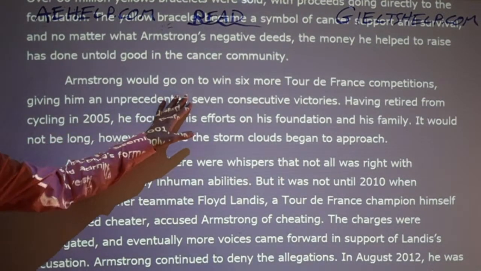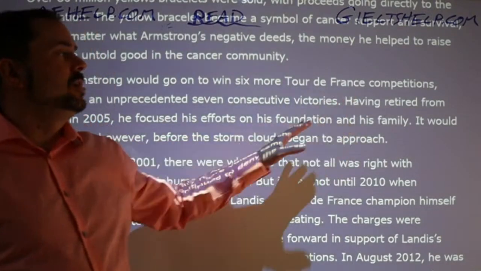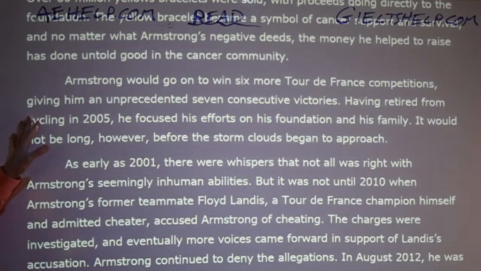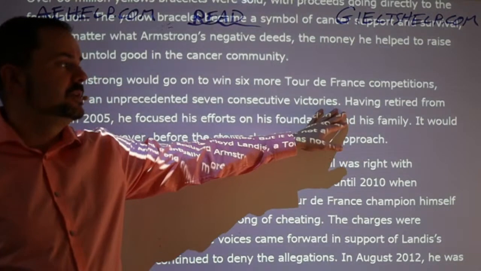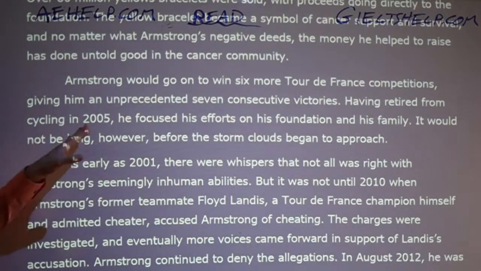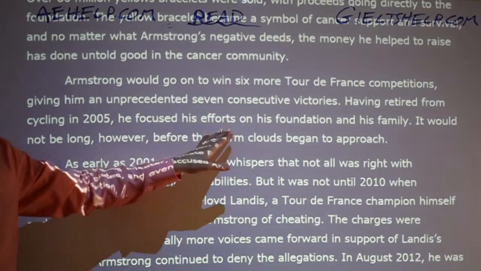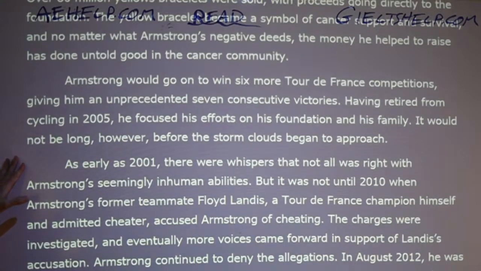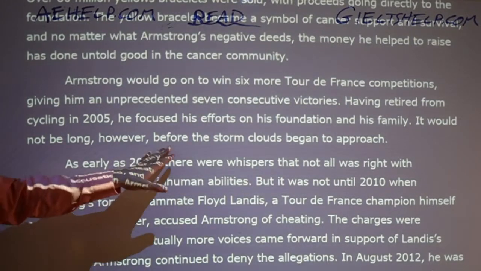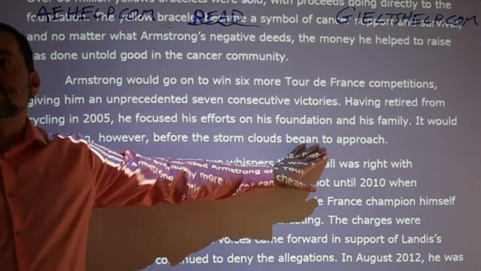Armstrong would go on to win 6 more Tour de France competitions, giving him an unprecedented 7 consecutive victories. Having retired from cycling in 2005, he focused his efforts on his foundation and his family. It would not be long, however, before the storm clouds began to approach.